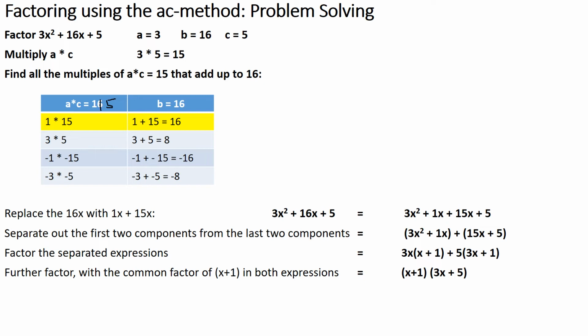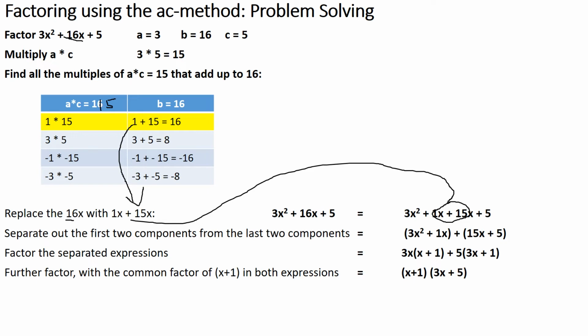So 1 times 15 is 15. And really, you don't have to create a table to do all this. If you figure it out in the first or second number, you can stop right there. 1 times 15 is 15, and 1 plus 15 is 16. So I'm going to replace that 16x up here, which I have down here, with 1x plus 15x. And I'm going to rewrite it. Instead of 3x squared plus 16x plus 5, I'm going to write 3x squared plus 1x plus 15x plus 5 right here. Then I'm going to separate them out. 3x squared plus 1x for the first part, plus 15x plus 5 for the second part.